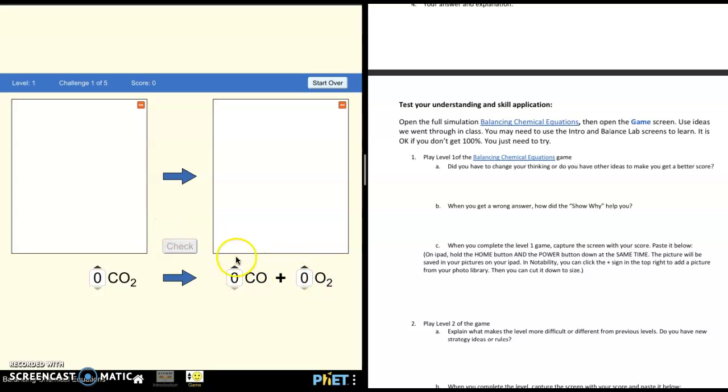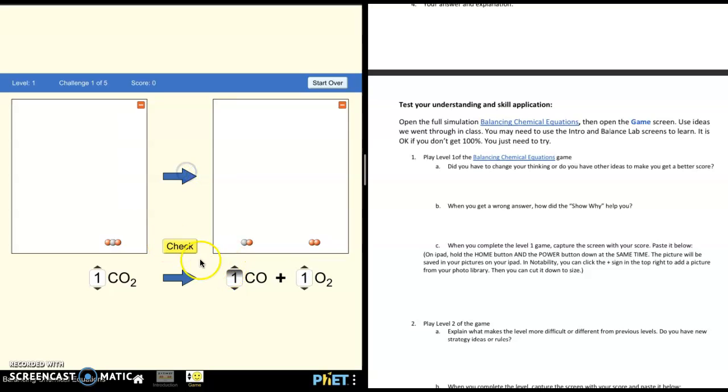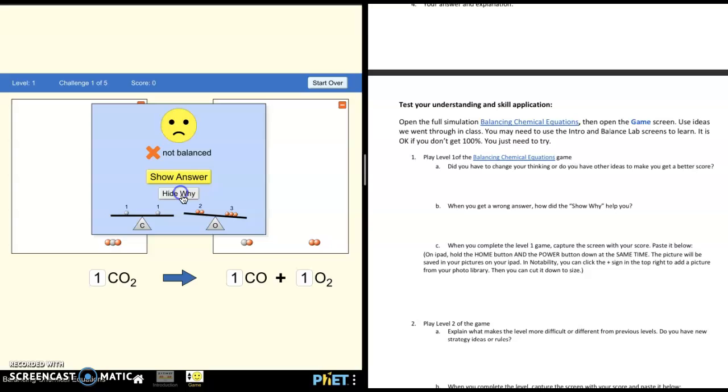I'm going to go ahead and balance, and then notice if I hit, let's just say 1, 1, 1, and I hit check, it's going to say not balanced. Try again. But if I did 1, 1 and check, I could also do show why, and then it's going to show me I got an equal number of carbons, but my oxygens are not equal. So then I have to find a way to get my oxygens equal.